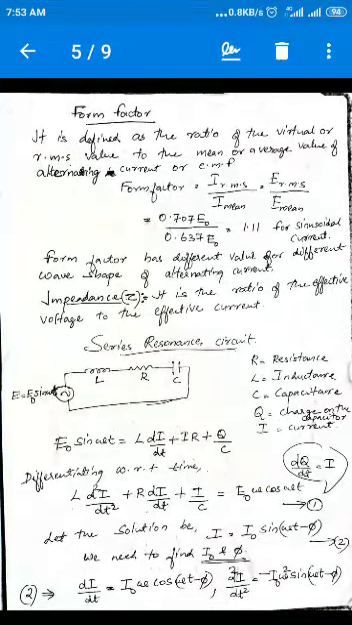Today we are going to study the series resonance circuit, and it is shown here in this picture. You can see we are applying an EMF E0 sin omega t in series with the three components. Here they are the inductance L, resistance R and capacitance C.